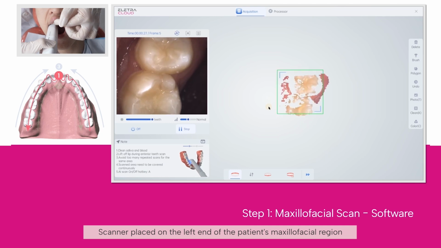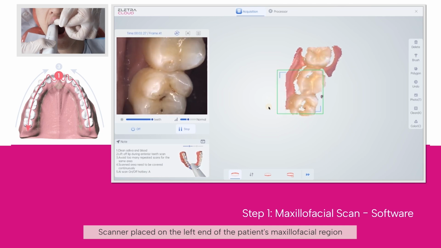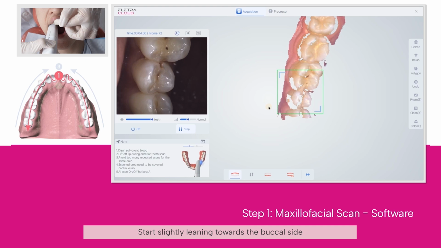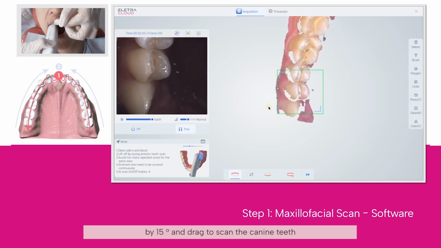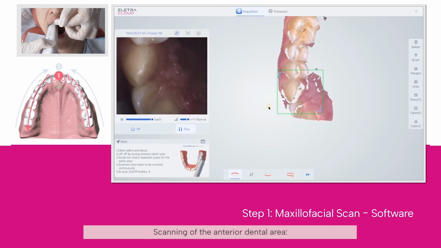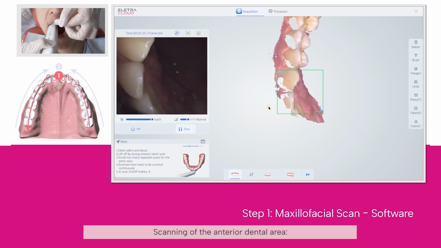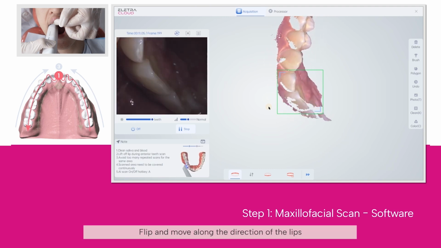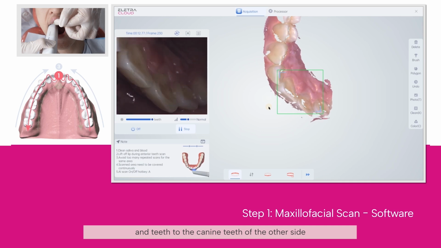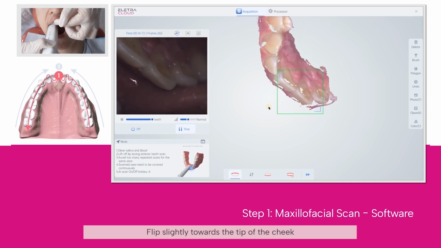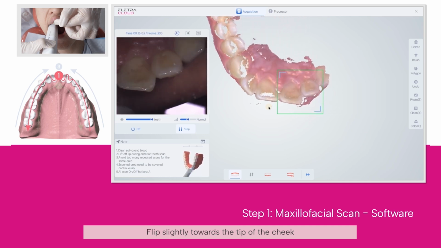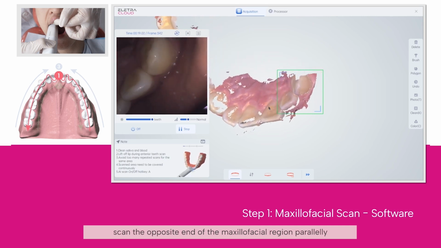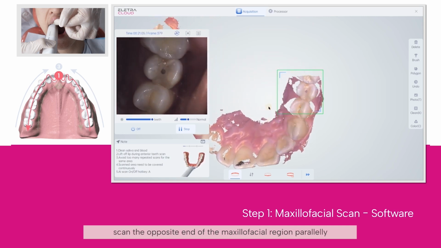Scanner placed on the left end of the patient's maxillofacial region. Start slightly leaning towards the buccal side by 15 degrees and drag to scan the canine teeth. Scanning of the anterior dental area, flip and move along the direction of the lips and teeth to the canine teeth of the other side. Flip slightly towards the tip of the cheek, and after flipping, scan the opposite end of the maxillofacial region parallelly.